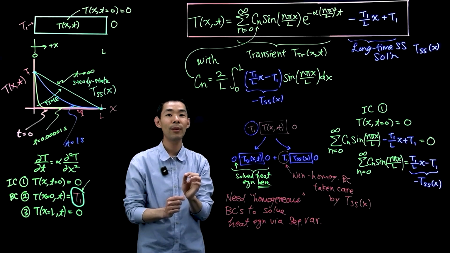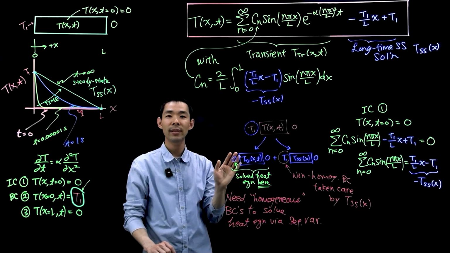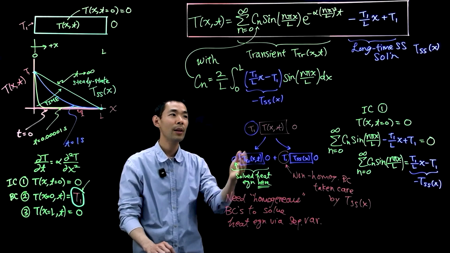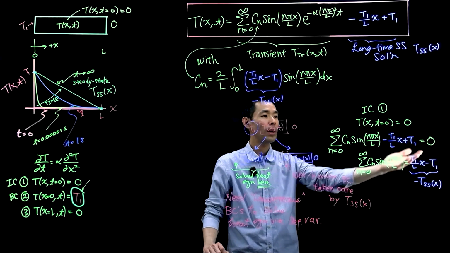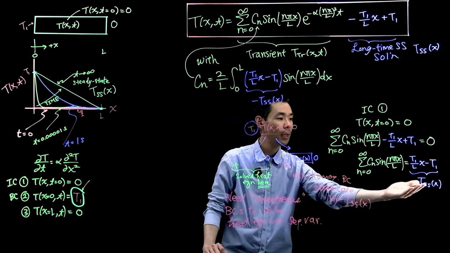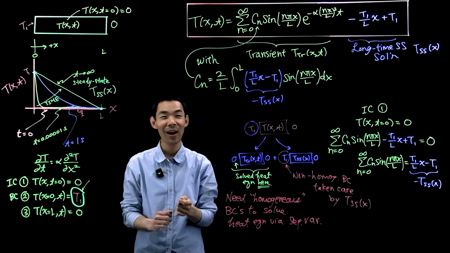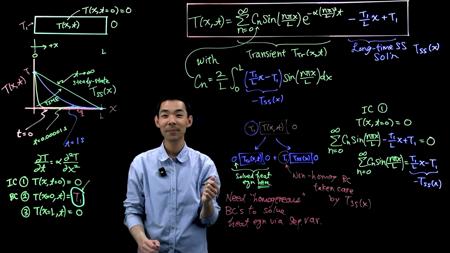But one more thing I wanted to mention is that look at the Fourier series coefficients. What we did over here was we obtained the Fourier coefficient C sub n, and it was a Fourier series for the steady state profile. It's the negative of T_SS.